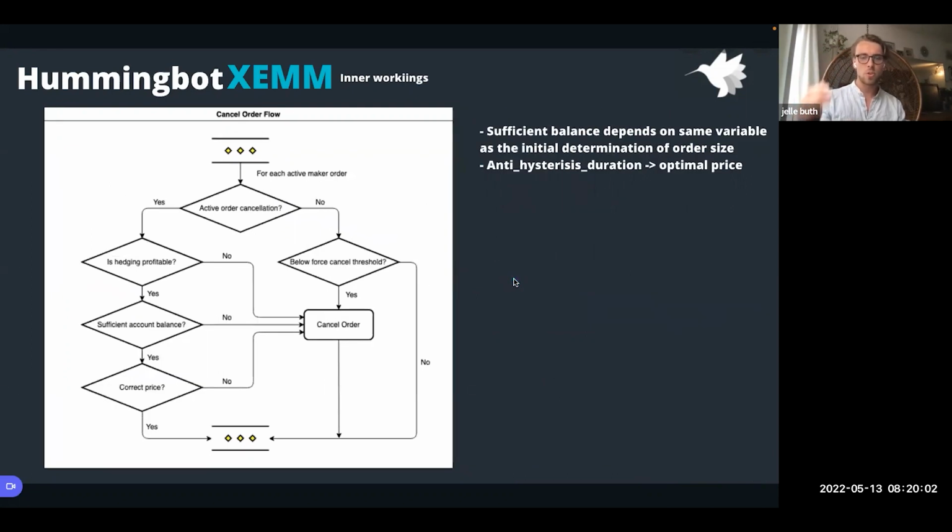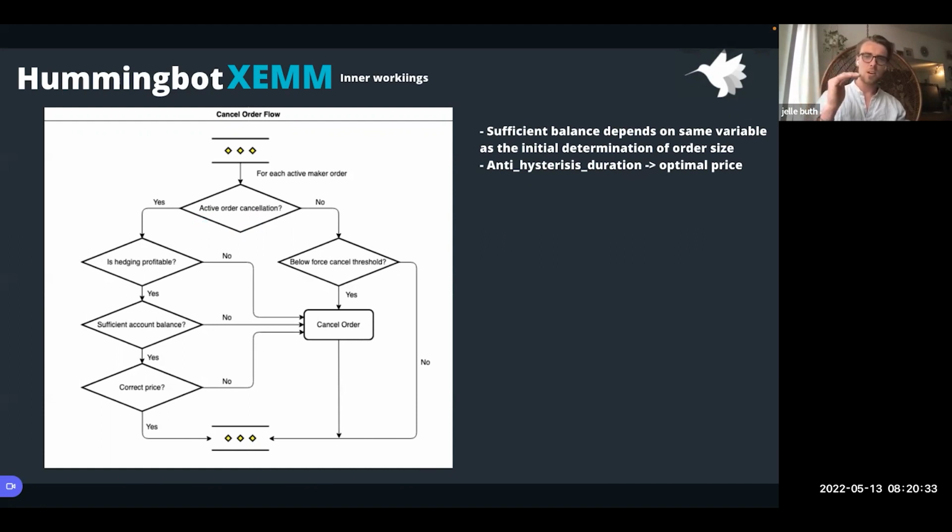And then you have placed your order, and it will also observe when should I actually cancel my order. And that will be done every tick as well. So first you have a variable which is the active order canceling, if it's on or off. I always have it on. I've never done it without, because otherwise I think you can make unprofitable trades, though I'm not really sure about it. First we'll observe if hedging is still profitable.